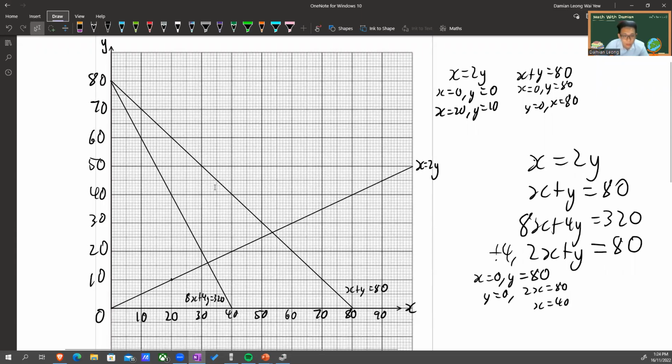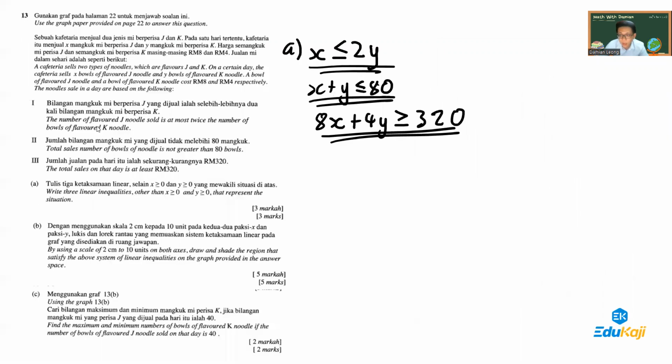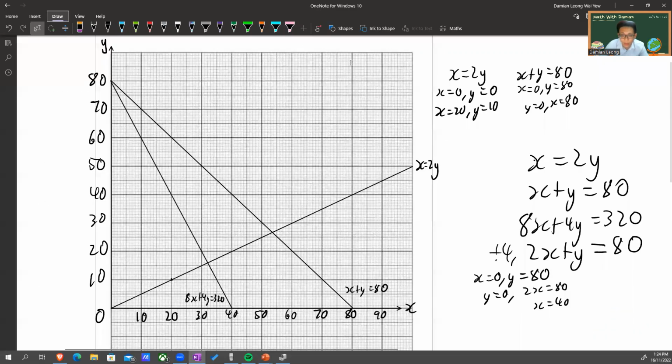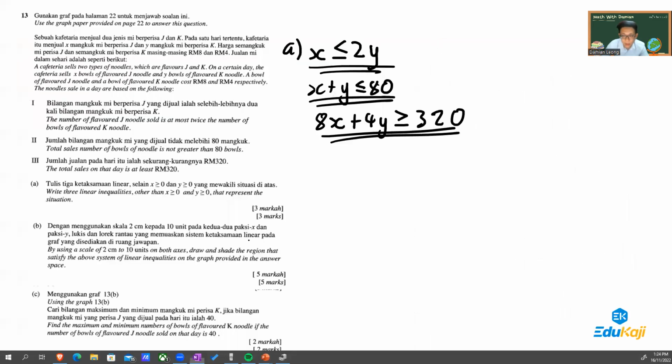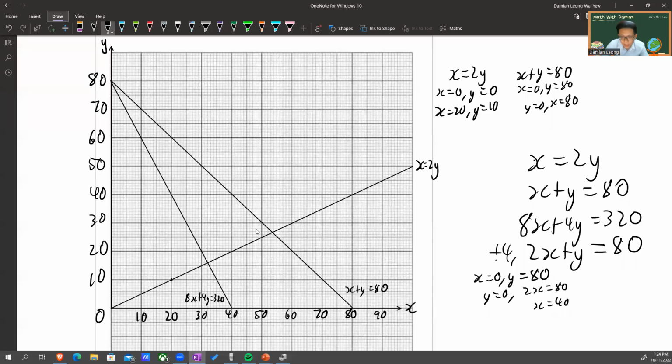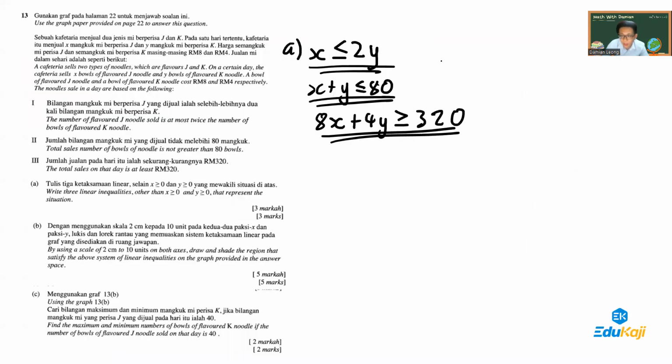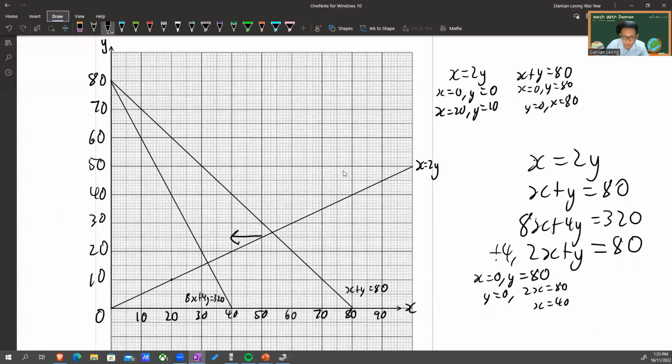So I want the shaded region. Looking at the inequalities, x less or equals 2y. So x equals 2y is here. X less means to the left. Or if we compare y, because x less or equals 2y means 2y more or equals x, so if we compare, the y is more. So above. So it can be here, can be here, can be here.